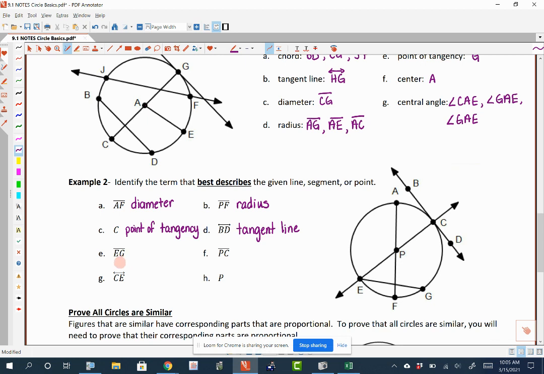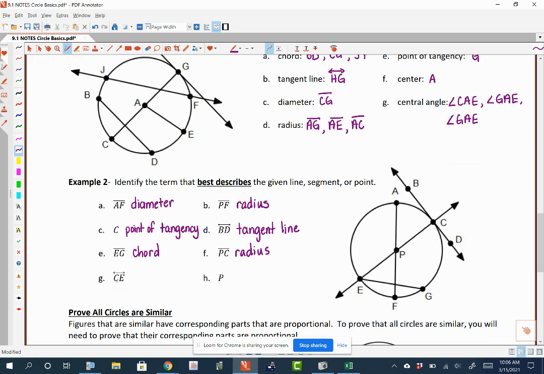Segment EG, so from E to G, this is going in two places across my circle. It's not a diameter because it doesn't go through the center. So this one just needs to be a chord. PC, from P, that center, to a point on the circle, is another radius.